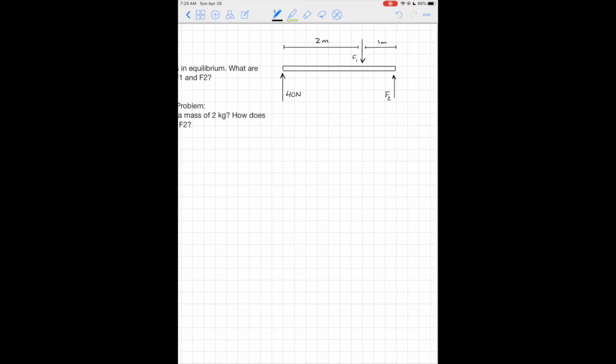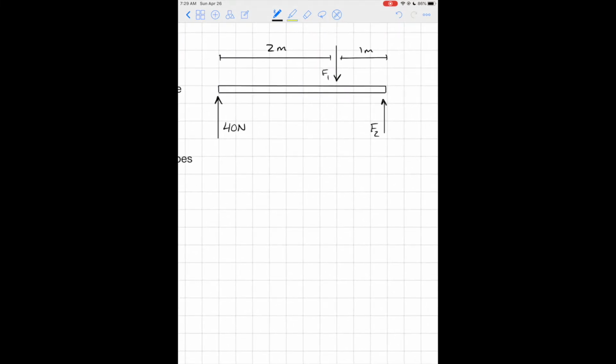Let's focus on this first part and zoom in just a little bit on this figure. This is a recreation of the figure given in the textbook, obviously. We're given a force all the way over to the left tip of this object, 40 newtons, and then I have F1 applied 2 meters from that leftmost side. Then 1 meter beyond that, at the rightmost side, I have F2 being applied up.